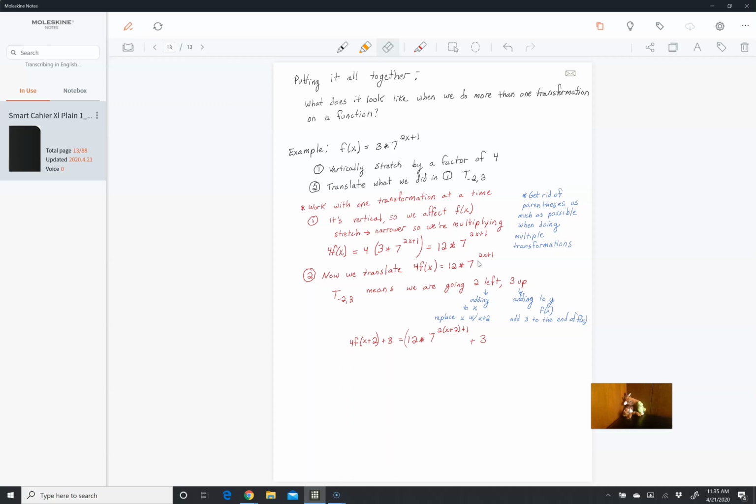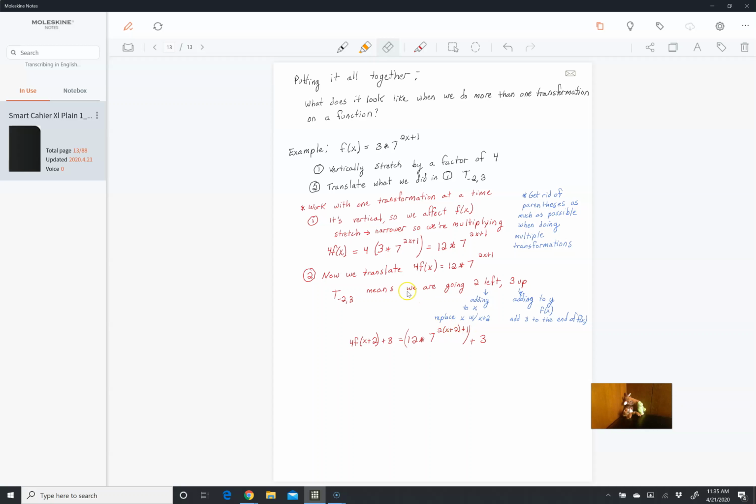Okay, and here it might be helpful to have parentheses just because that plus 3 is kind of like all the way out on the end. You can also write this as 3 plus 12 times 7 to the 2x plus 2 plus 1. Now, if it doesn't say to simplify, you can leave it like this. If it said to simplify, then you would change this to 2x plus 5 because you would distribute the 2. You would get 2x plus 4 plus 1, which would give you 2x plus 5.